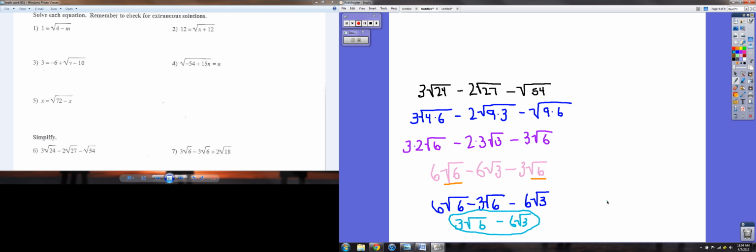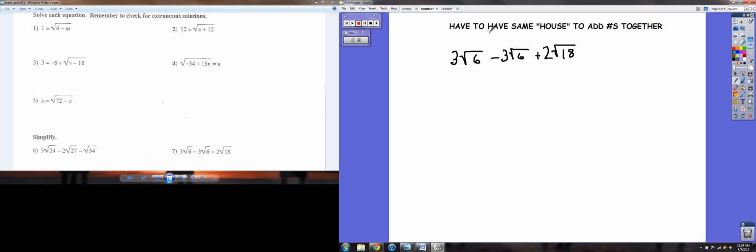Okay, let's do one more. So remember, you have to have the same house in order to add numbers together. So this one's a little bit better because we do already have two that are the same. And what do you actually notice is going to happen to these? One's positive and one is negative. So what is 3x minus 3x? Okay, I hope you said 0. Those are actually going to cross out because they're positive and negative. They have the same house, so 3 minus 3 would be 0.